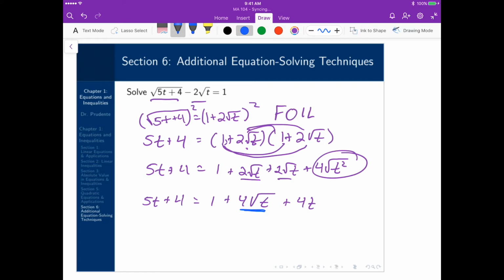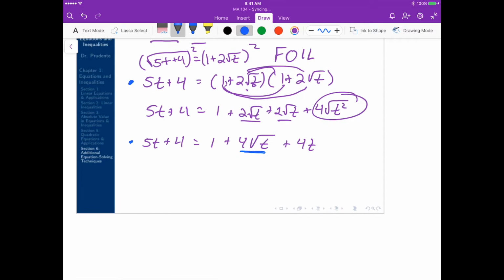So we can pretty much start over now. I've squared the equation once and got rid of one radical. I can work on isolating the remaining radical and solving this equation again by eventually squaring. To isolate the radical, I'm going to subtract 1 and subtract 4t from both sides. I'll get t plus 3 is equal to 4 root t. I can divide both sides by 4. t plus 3 over 4 is equal to root t.